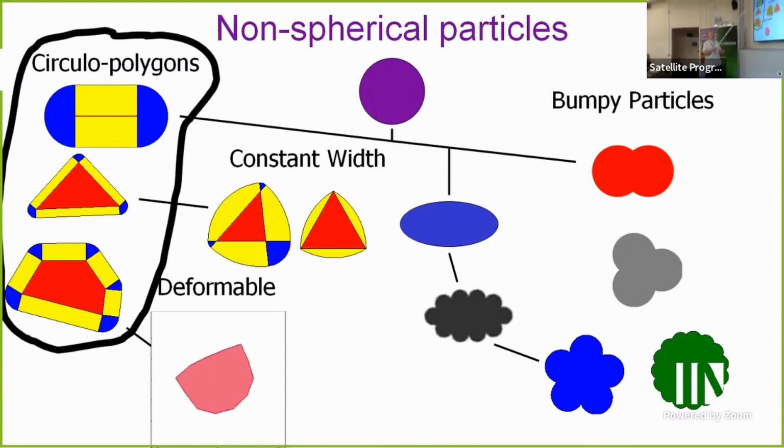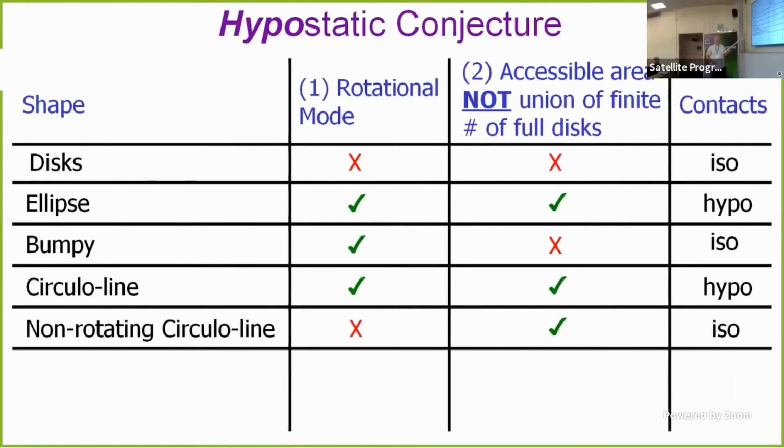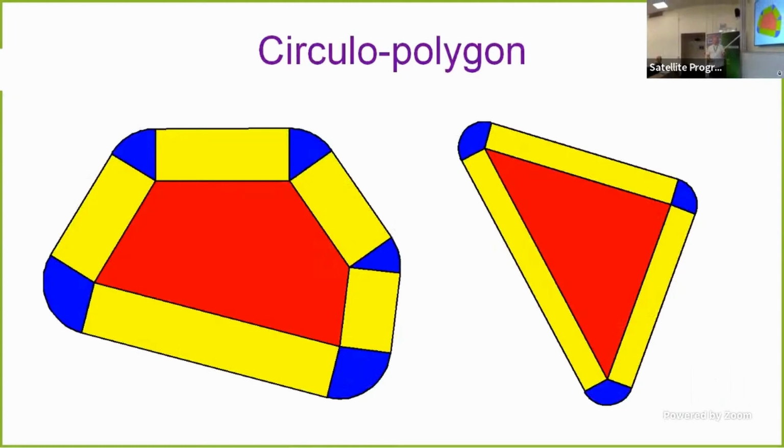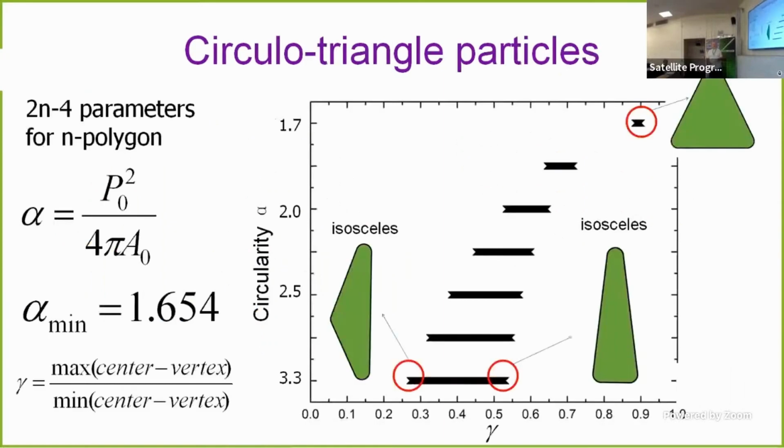So let's now extend this to any shape. Essentially now we have any shape, because if we can make any polygon, then we can make its circular version. All we have to do on this diagram is change circular lines to circulo-polygons, and then everything works out. And that's what we see. So circular lines, circular polygons, they all act the same. There's no difference between them. And so these kinds of shapes, or any shapes you can make out of this, will all be isostatic in this sense, or hypostatic in the sense that we can figure out where the extra contacts should have been.